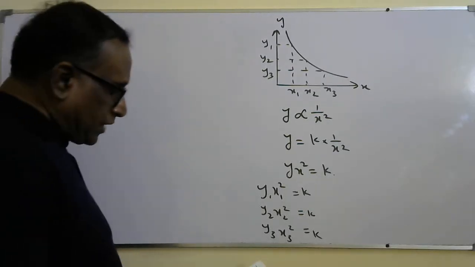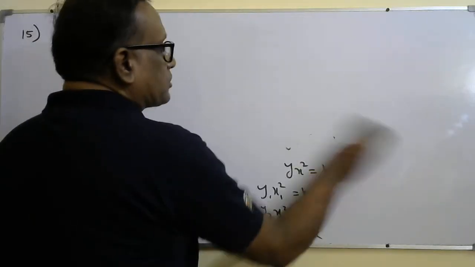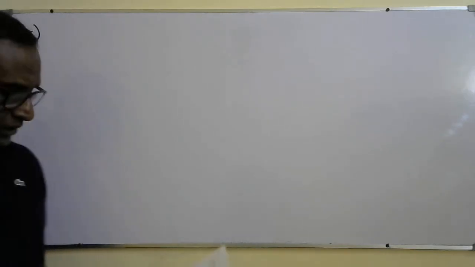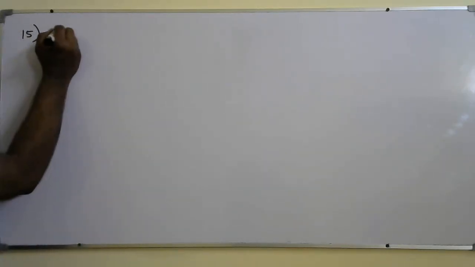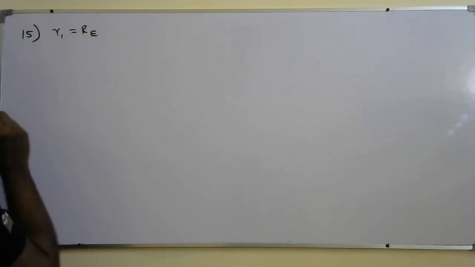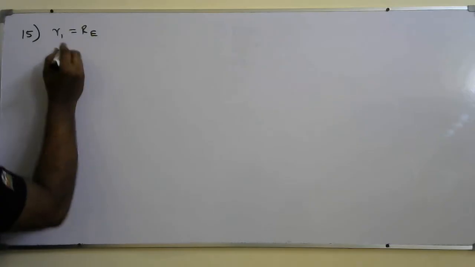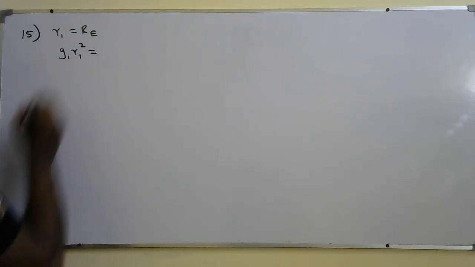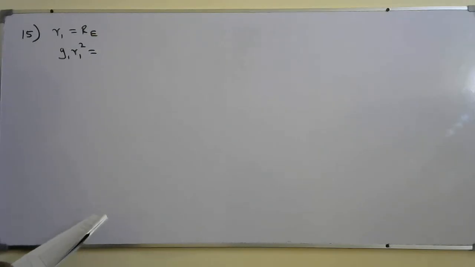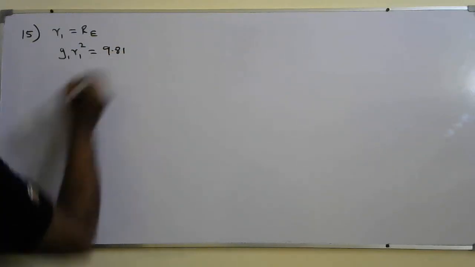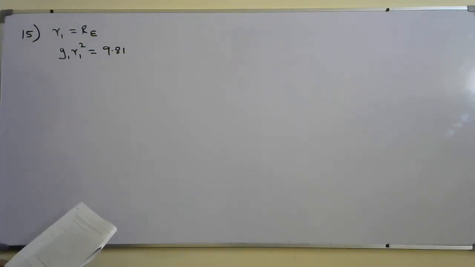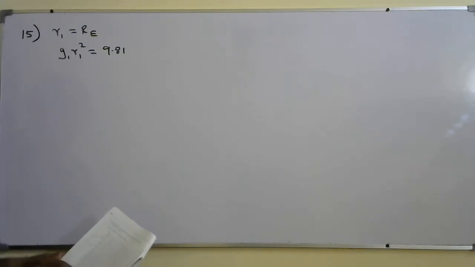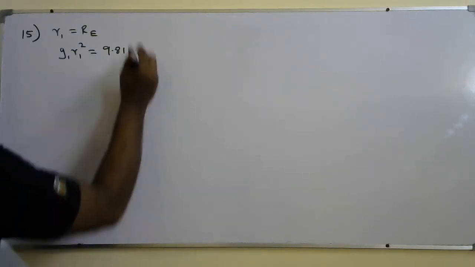Here the y-axis is G and x-axis is R in terms of RE. So we'll take 3 clear points from the graph. I took R1 equal RE. When R1 equal RE, I can say G1 R1 squared is equal to G, that is 9.81. You can see it from the graph. When R1 is equal to RE, that is 1.0. So that is 9.81 RE squared.